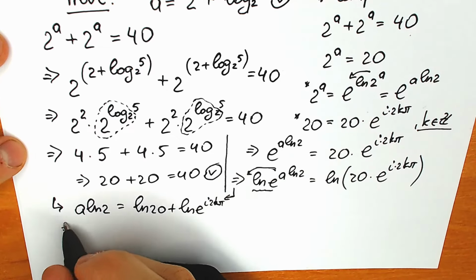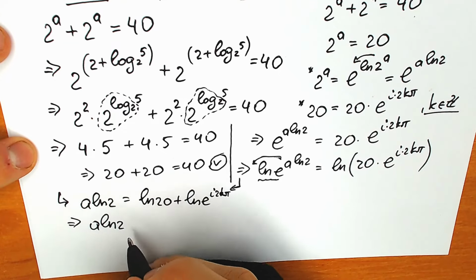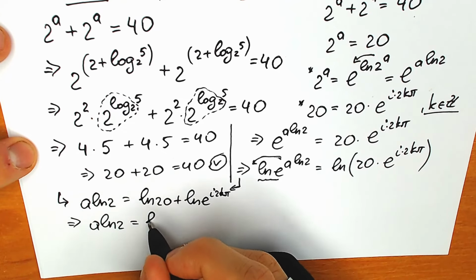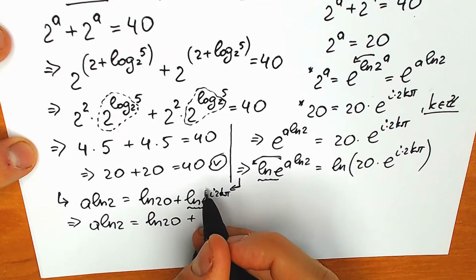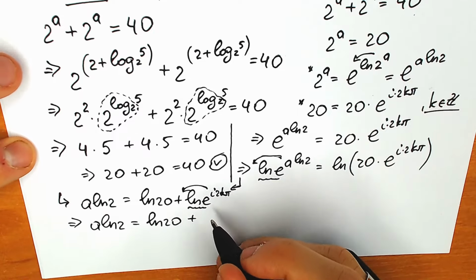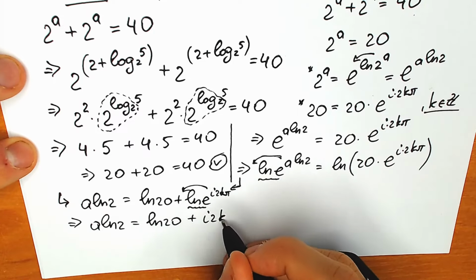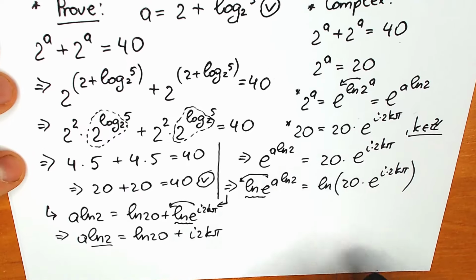What can we get from here? We have the same beginning, a times natural log 2 equal to natural log 20 plus, from here, as I said before, natural log e equal to 1, and we have only i times 2k pi. So plus i 2k pi. And the final thing, let's divide both sides by this natural log 2.